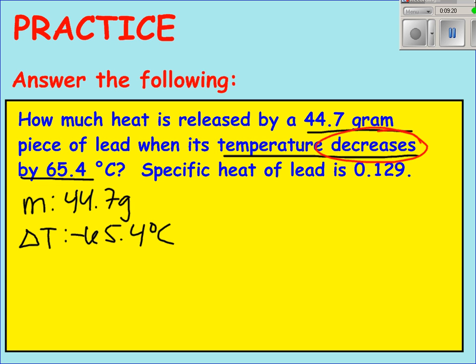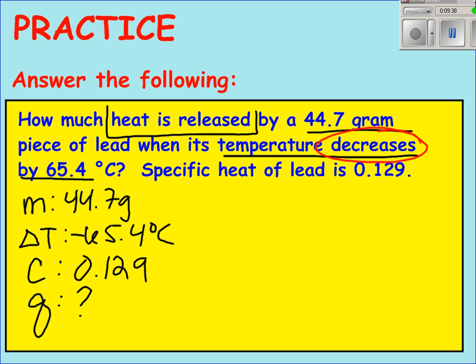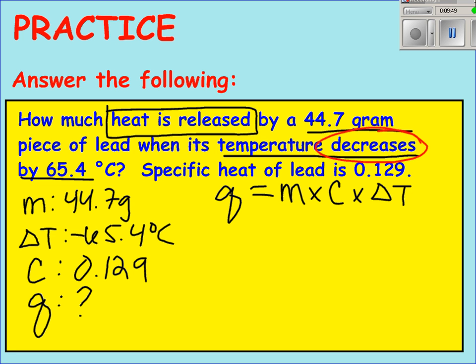At the very end, I'm told the specific heat of lead is 0.129. Remember, the symbol for specific heat is C. All right, I have M, I have delta T, I have C. The last thing that I must be looking for then is Q. And since it's saying how much heat is released, I know heat is always represented by Q. So I'm going to look at my specific heat formula. Q equals M times C times delta T. And I'm going to plug in the numbers that I have.